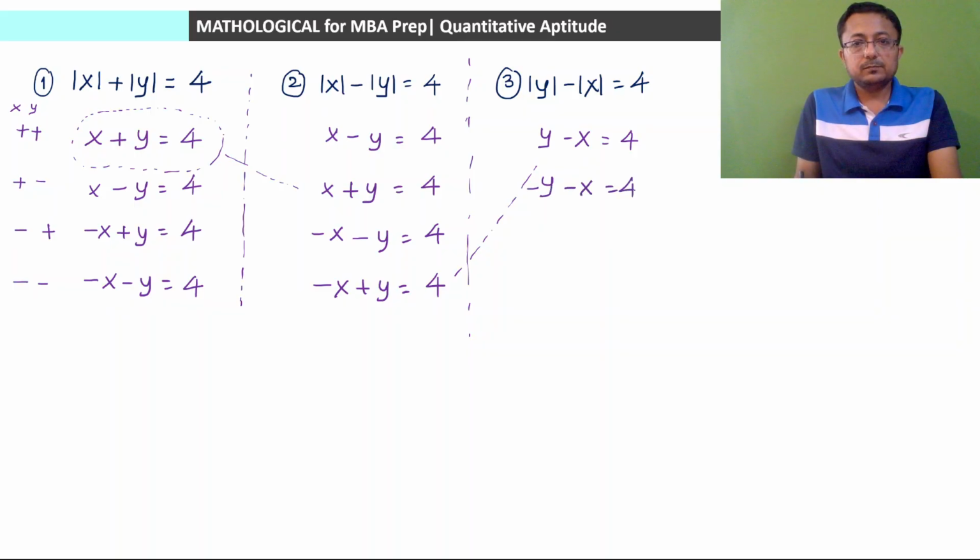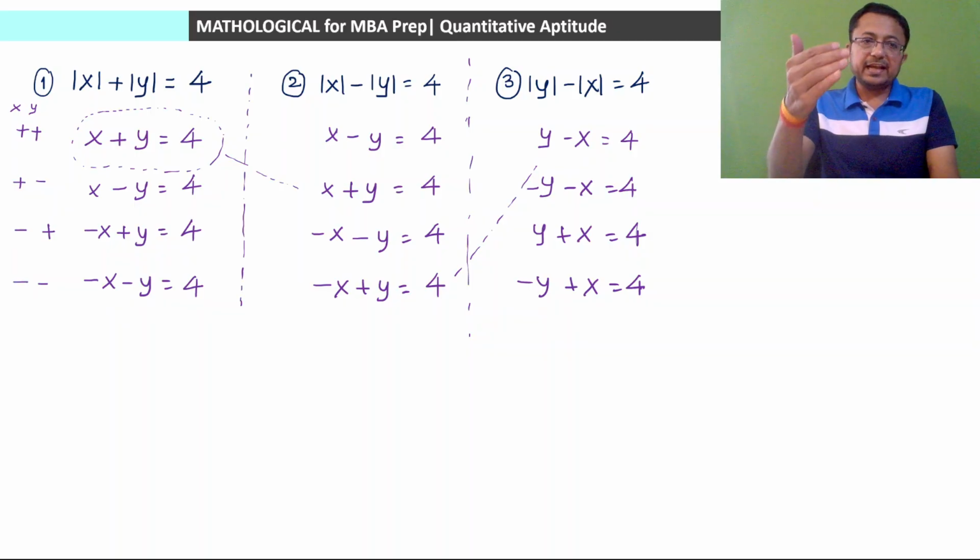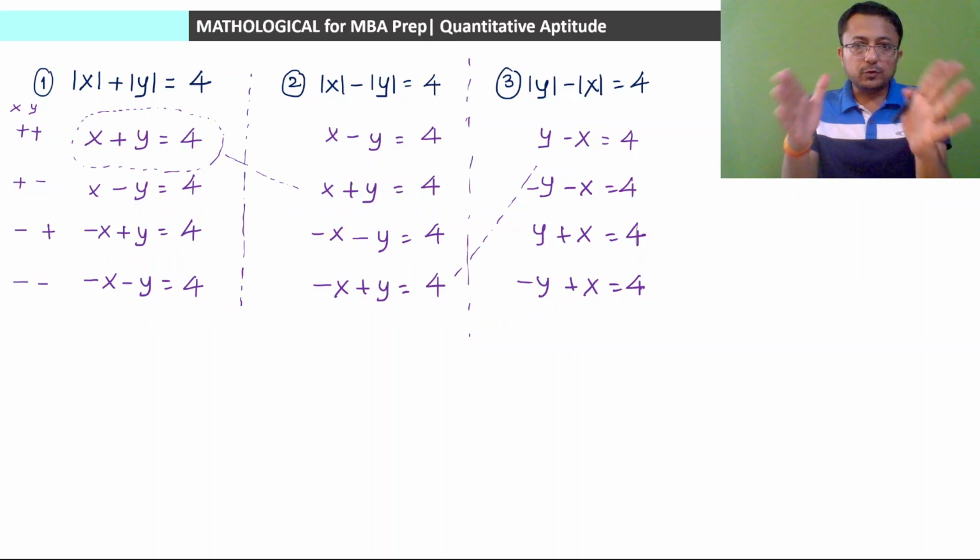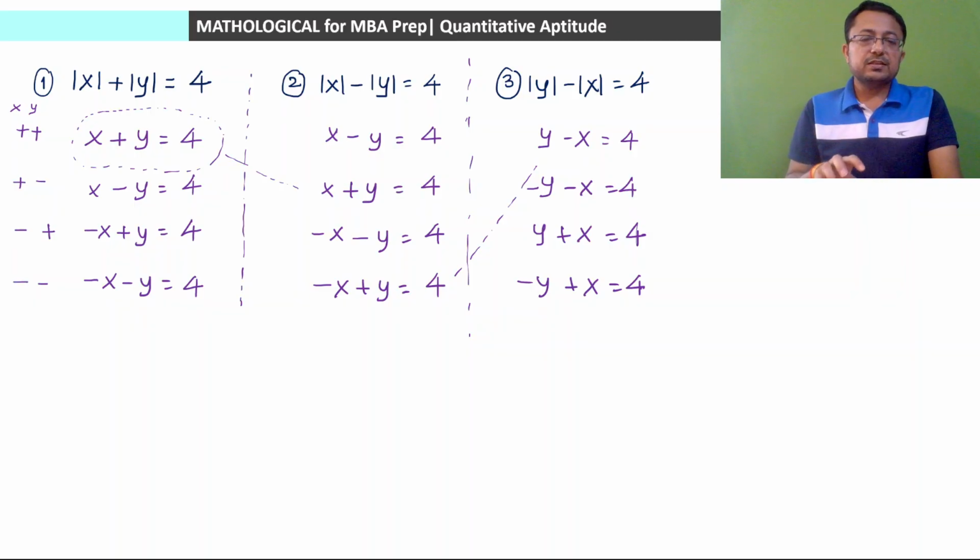The second equation, when x is positive and y is negative, this will be y minus x is equal to 4. Third case, x negative and y positive, so this will be y plus x equal to 4. And the last case, when both are negative, this will be minus y plus x, that is equal to 4. So we only have to draw these 4 lines: x plus y equal to 4, x minus y equal to 4, minus x plus y equal to 4, and minus x minus y is equal to 4. And then we have to draw these 3 graphs together, and then we'll identify which regions will be representing which particular graph.